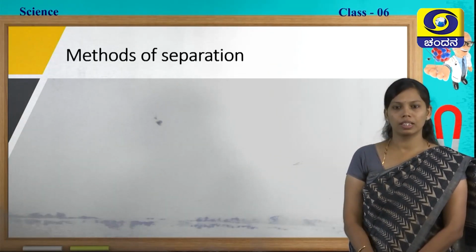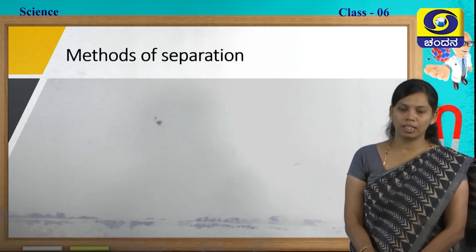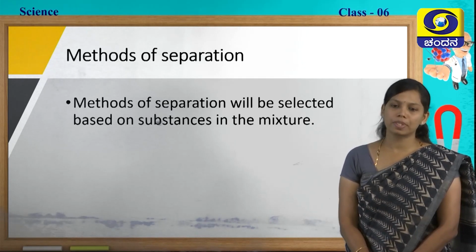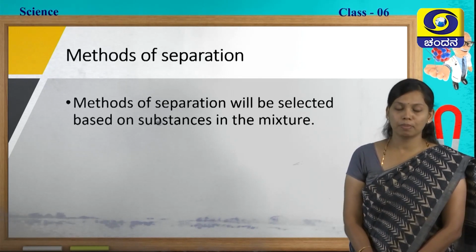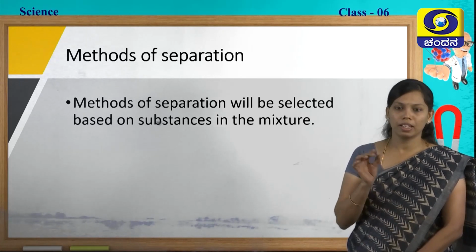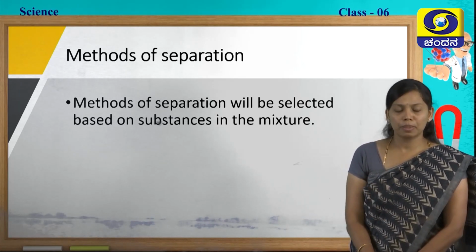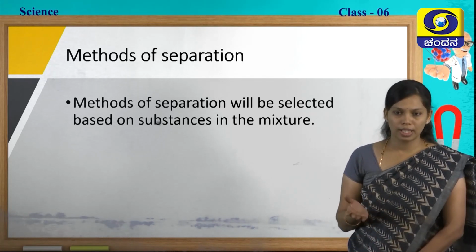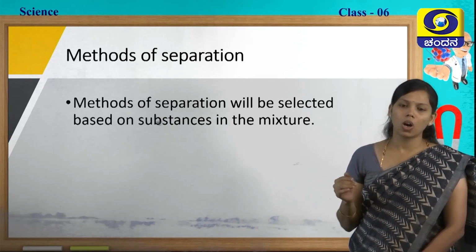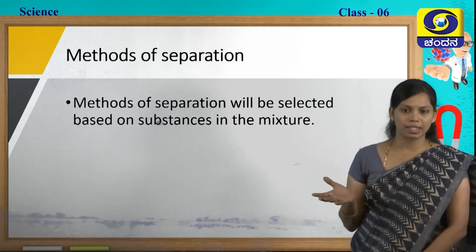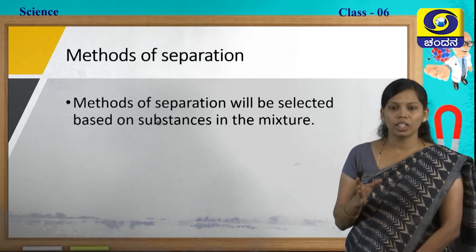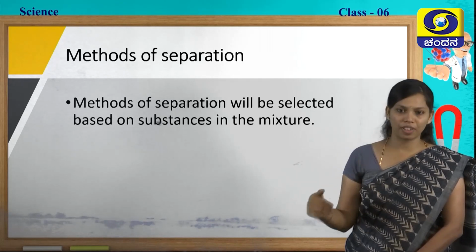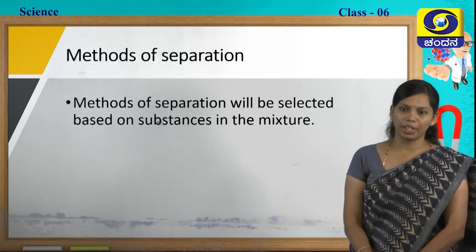Next comes the methods of separation. The methods of separation will be selected based on the substances in the mixture. The substances may be small in nature, it may be bigger in size, sometimes it may be in any state of matter. In the sense, it may be in the form of solids, liquids, or gases. So, based on that only we can select the method of separation. Before going to the first method, we shall watch one video.